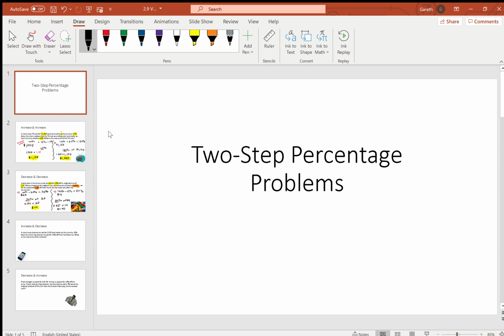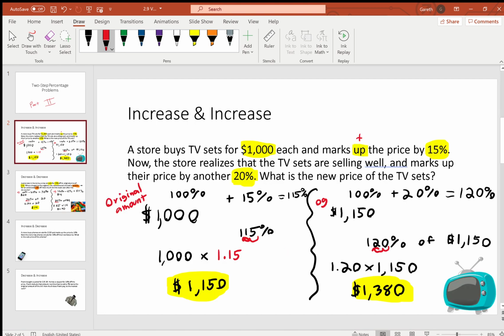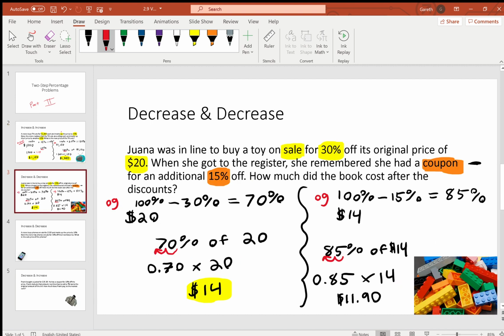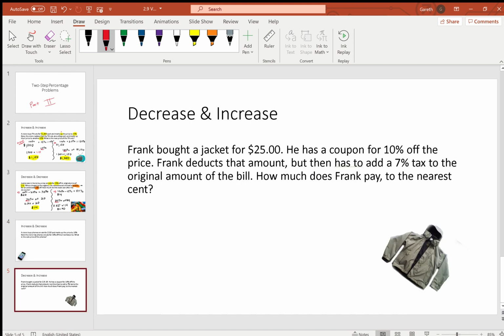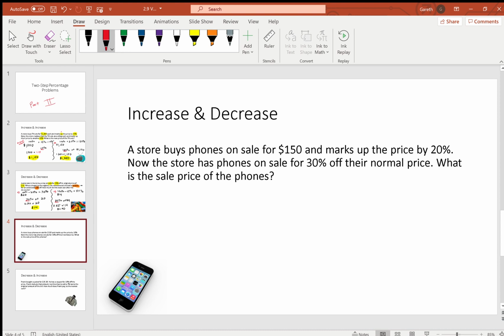Alright everyone, so welcome to the second part of your video on two-step percentage problems. This is going to be part 2. In the first part of the video, we covered two-step problems where you're increasing and increasing twice over, and where you are decreasing and decreasing twice over. Now, we're going to do examples where we increase then decrease, or decrease and increase, so we're mixing and matching, okay? Let's do the first one.